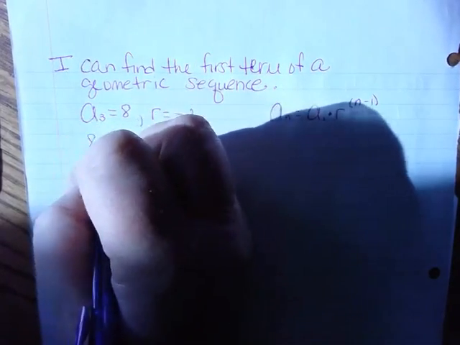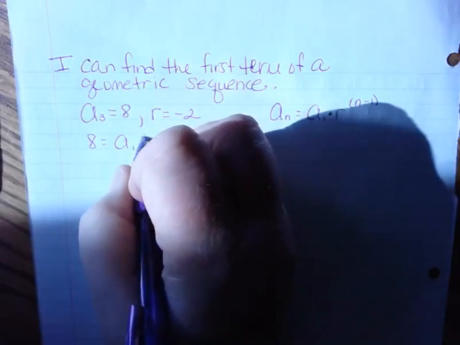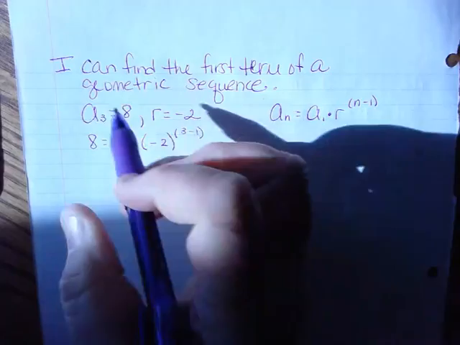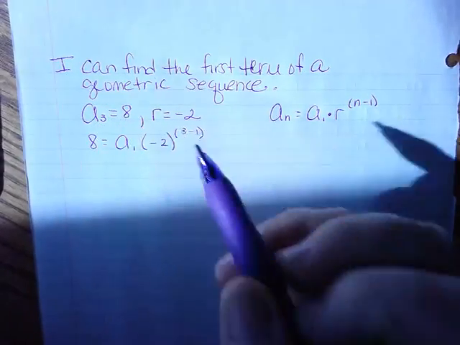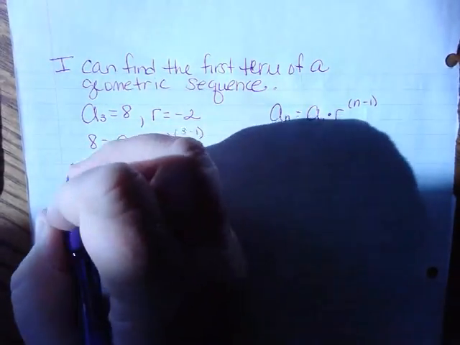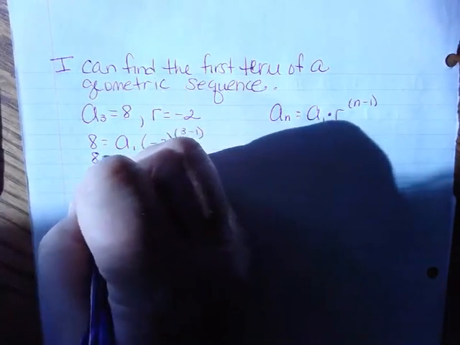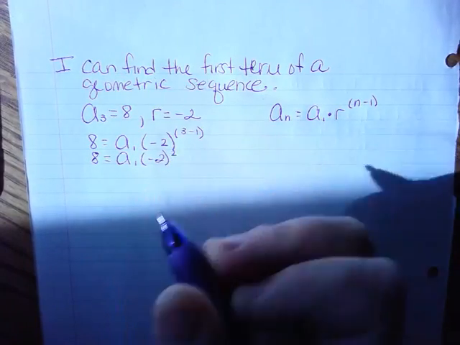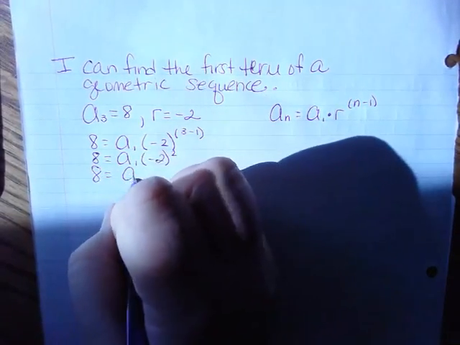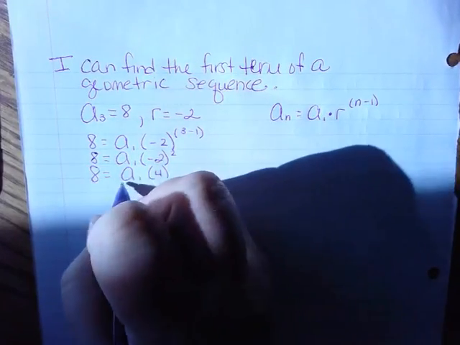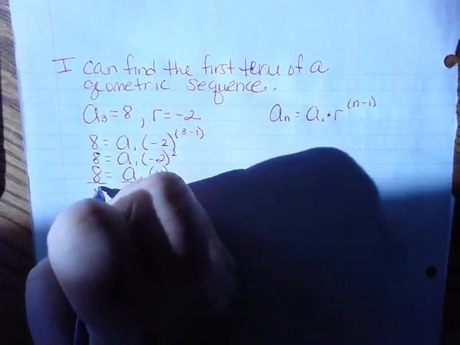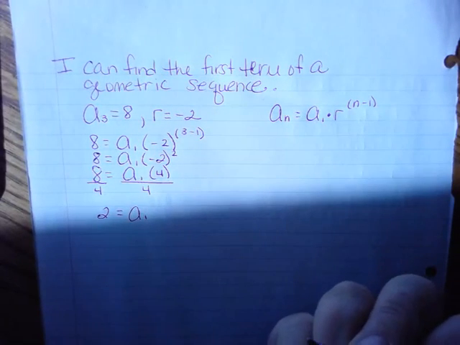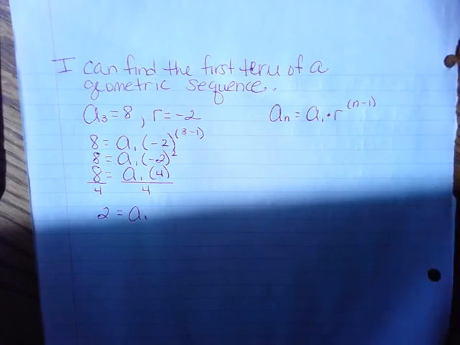So 8 equals a sub 1 times -2 raised to the 3 minus 1 power, because this is the third term and n is 3. Simplifying with order of operations, 8 equals a sub 1 times -2 to the second. 8 equals a sub 1 times 4. Getting a sub 1 by itself using division, 2 is equal to a sub 1. So that's our first example.